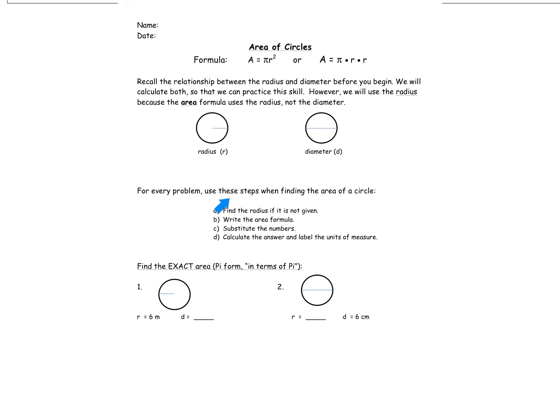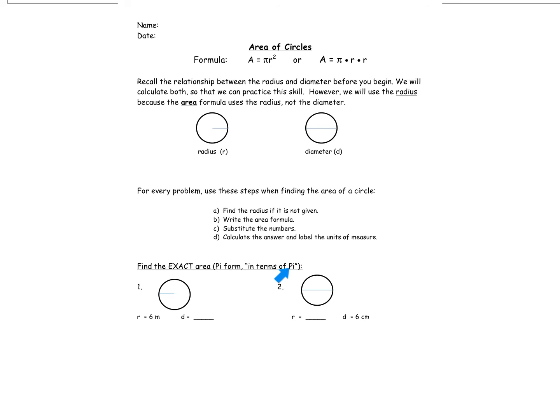For every problem, use these steps to find the area of a circle. We're going to find the radius if it's not given. We're going to write the area formula. We're going to substitute the numbers. And we're going to calculate the answer and label the units of measure. And I believe in the last problem I forgot to label the units of measure. I believe it should have been centimeters squared. So you notice that this says find the exact answer. We're going to save that for our next lesson.